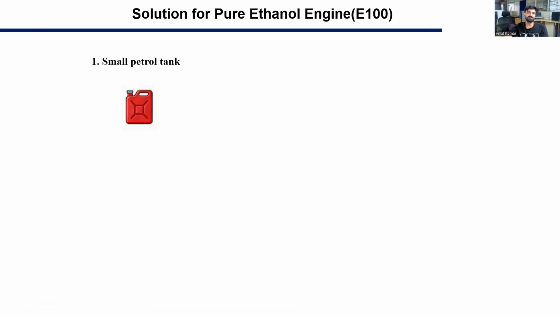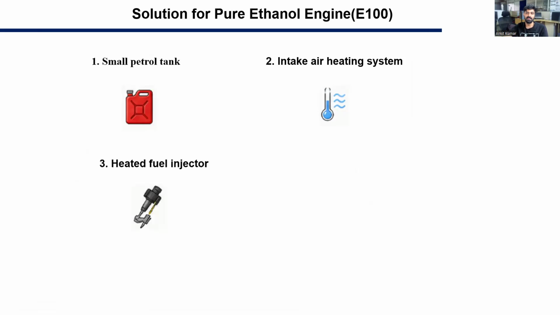you should have a small petrol tank along with the ethanol tank inside the vehicle. And then the intake air that is coming inside the cylinder should get preheated. Then it will require less heat to ignite the ethanol-air vapor mixture. And then you should have a heated fuel injector, because, as we have seen, the temperature is reducing, and if you have a heated fuel injector, it will inject the fuel at a higher temperature inside the cylinder, and that will facilitate easy ignition of the fuel inside the engine.